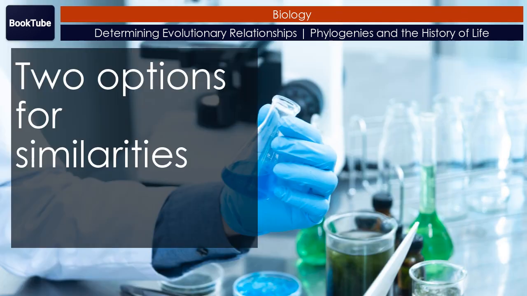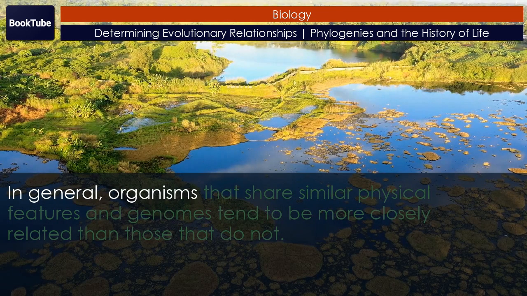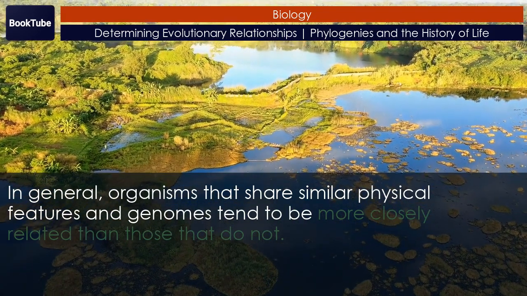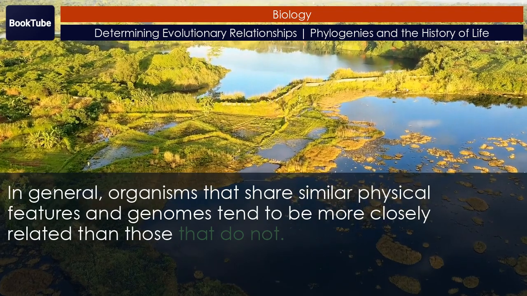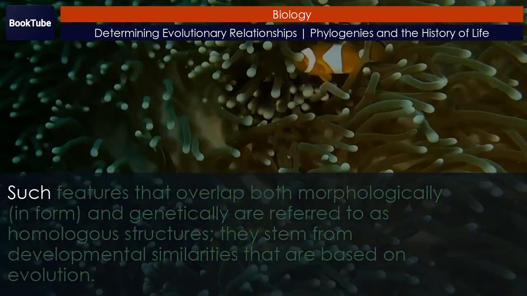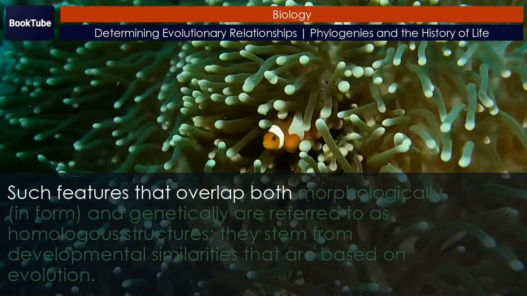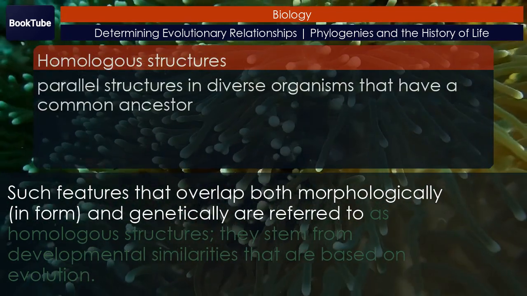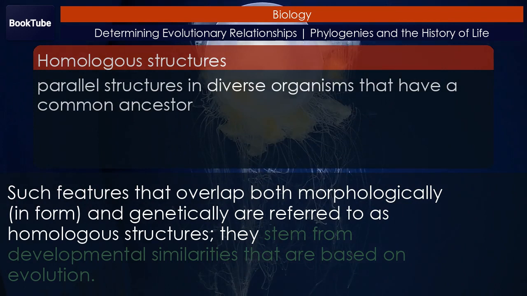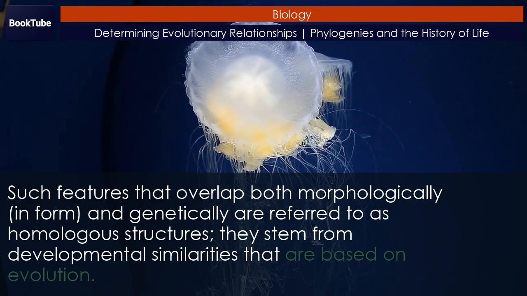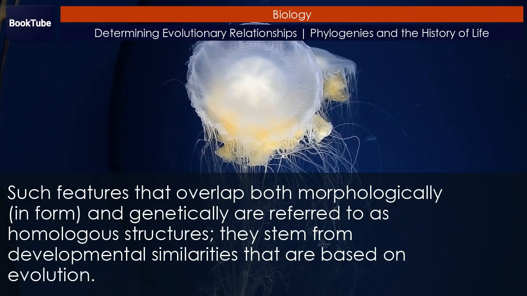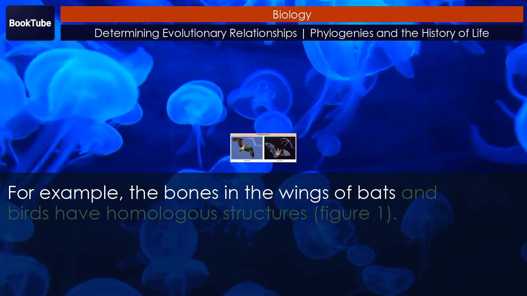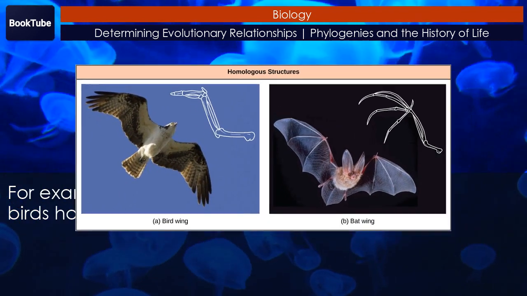Two options for similarities. In general, organisms that share similar physical features and genomes tend to be more closely related than those that do not. Such features that overlap both morphologically, in form, and genetically are referred to as homologous structures. They stem from developmental similarities that are based on evolution. For example, the bones in the wings of bats and birds are homologous structures, Figure 1.